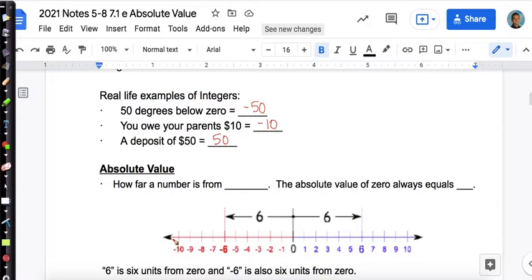Okay, now let's look at absolute value. Absolute value is how far a number is from 0. And the absolute value of 0 always equals 0.